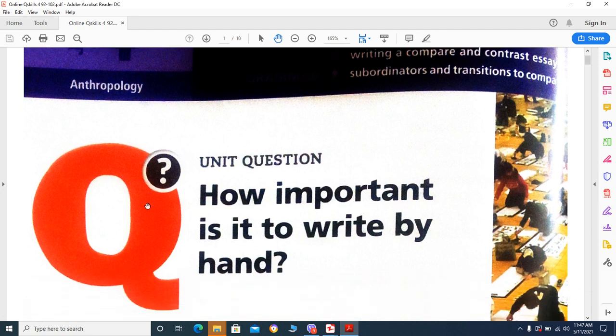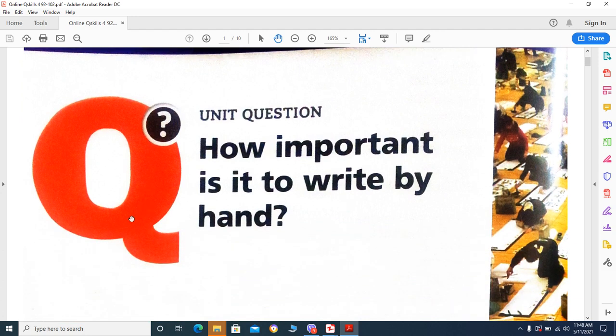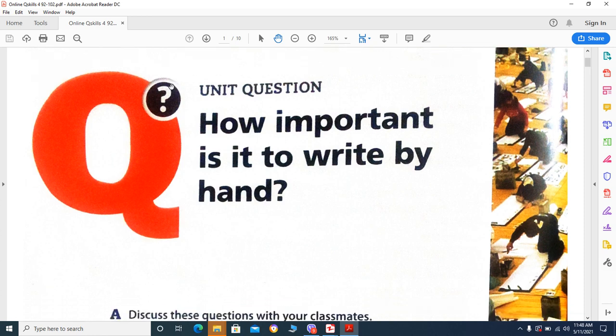Our unit question is, how important is it to write by hand? Right now a lot of students use computers for writing, but how important is it to write by hand? This is the main question. We'll try to find answers to this question by the end of the unit.